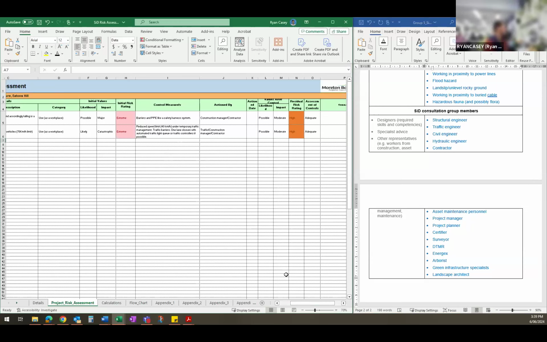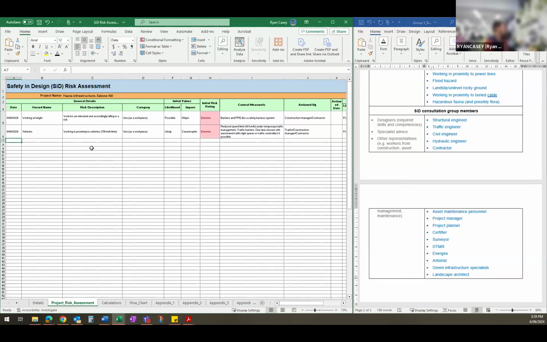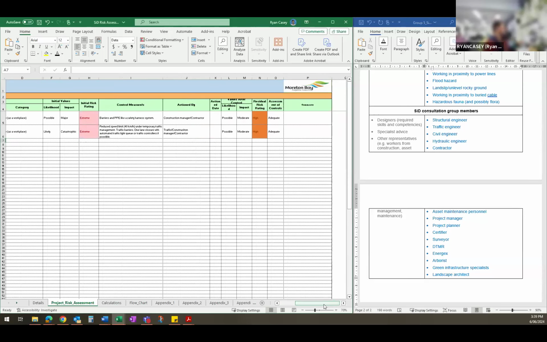And the same situation with the working in proximity to vehicles. There's a likely chance that something catastrophic could happen theoretically. So by reducing the speed limit, putting in barriers, possibly even lane closure, depending on what needs to happen, that will also lower the risk to something that's considered acceptable.